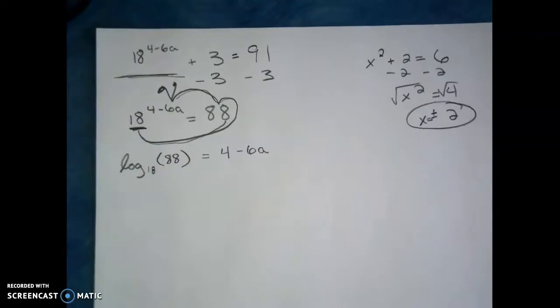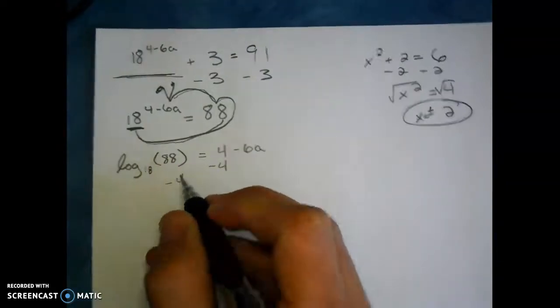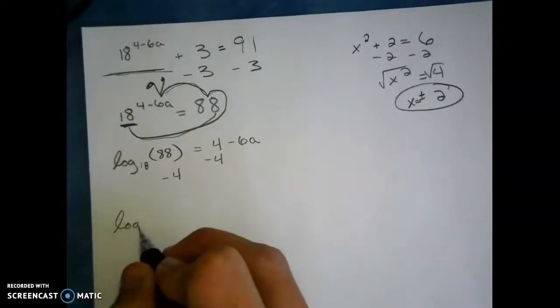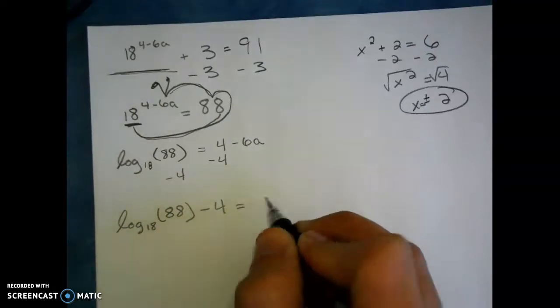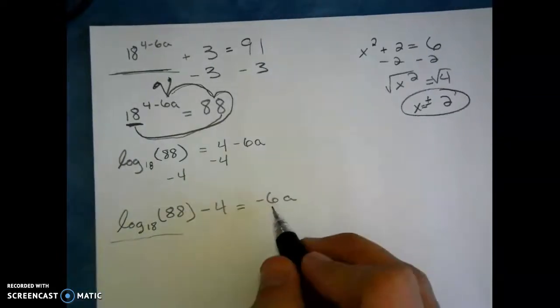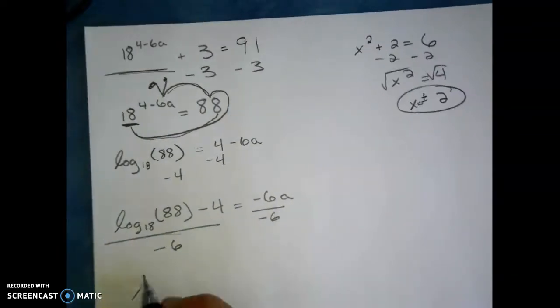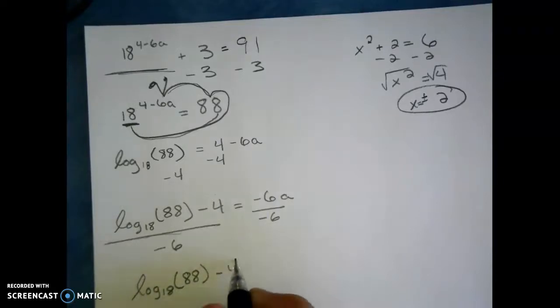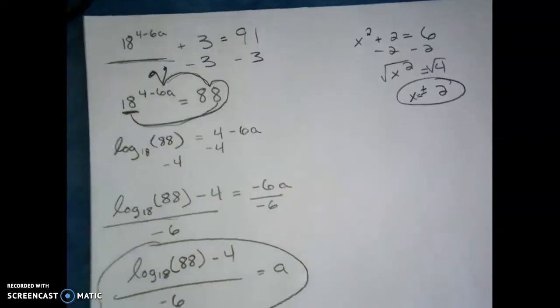Okay, now we're solving for a, so we want to try to get a by itself. I'm going to start by subtracting 4 over. So now I have log base 18 of 88 minus 4 is equal to negative 6a. Remember, this is just a number, okay? Then I'm going to divide by negative 6. So here I get log base 18 of 88 minus 4, over negative 6, is equal to a. And there's my answer there.